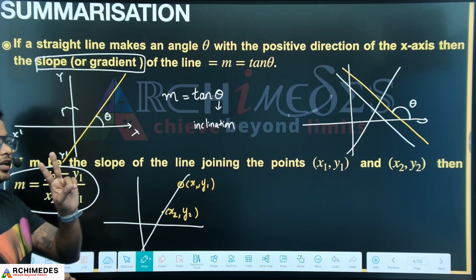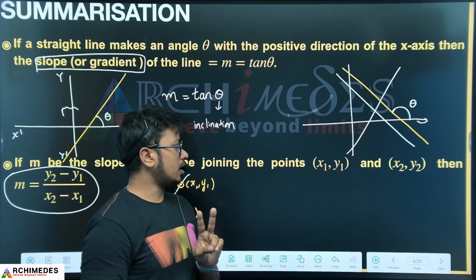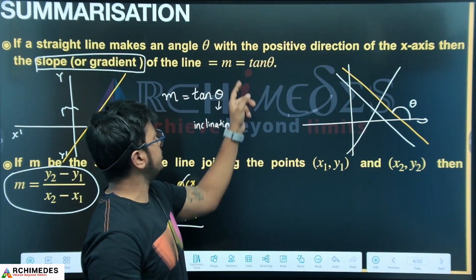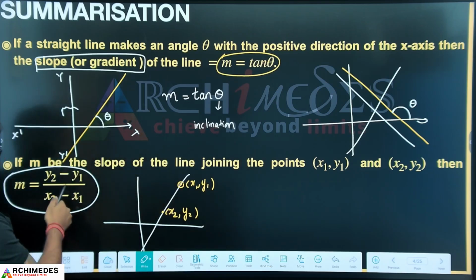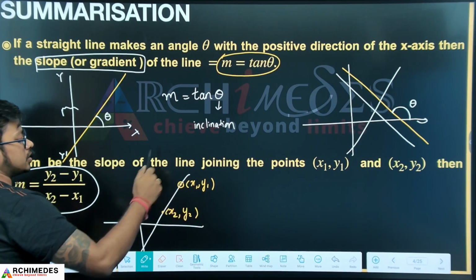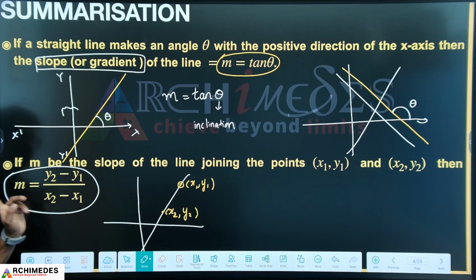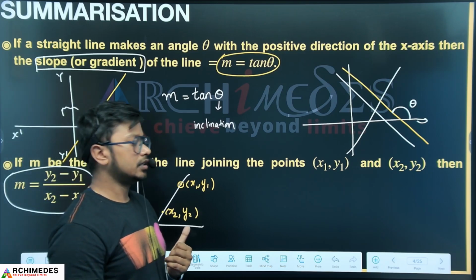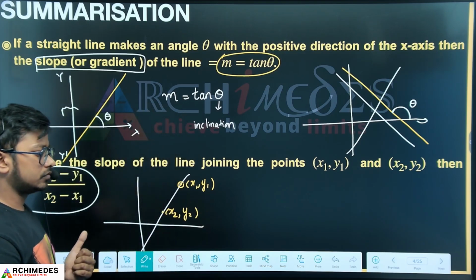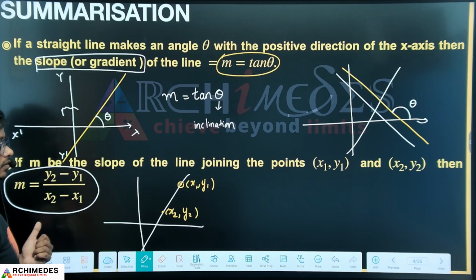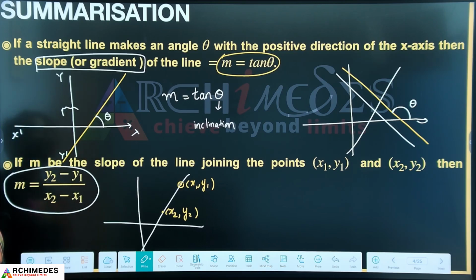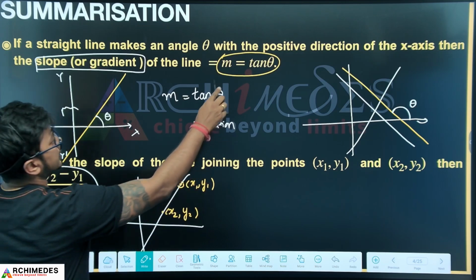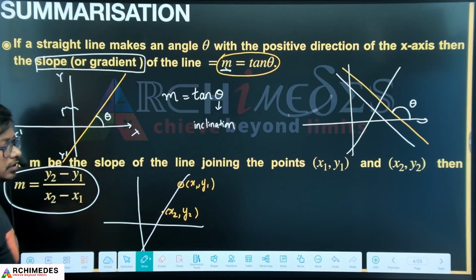So that means we can find the slope with two formulas. One, when the inclination is given, m equals tan theta. Clear? Another one, when the two points are given, that is y2 minus y1 divided by x2 minus x1. Am I clear? Any doubt up to here? Any doubt? Yes. Which one? M is the slope. Slope is denoted by the letter m. Clear?